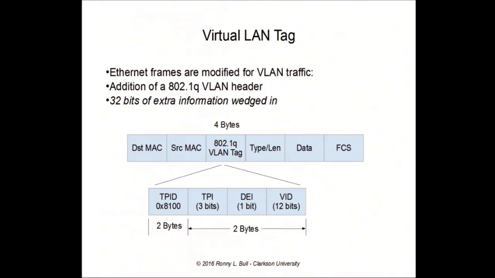So, basic virtual LAN information. We have a basic Ethernet frame here, and to get VLAN going, we stick a 4-byte tag in there, or VLAN header, with 32 bits of extra information to support the VLAN ID to show where that frame is supposed to go on the correct networks.